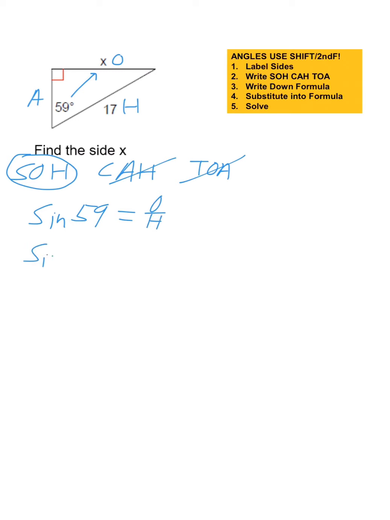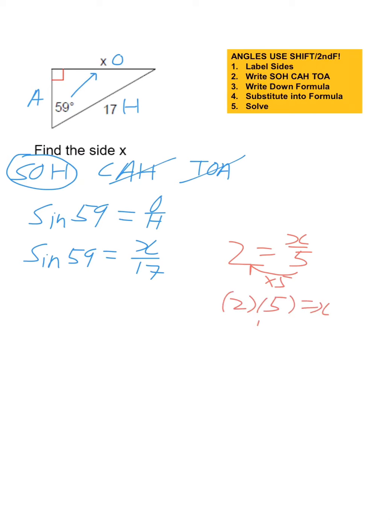So sine of 59 is equal then to x over 17. Now, remember in solving equations, if you had, let's say, 2 is equal to x over 5, to find out what x is, you'd bring the 5 over here and you'd multiply by 5. So you'd have 2 times 5 equals x, so 10 equals x. So the exact same principle applies here.